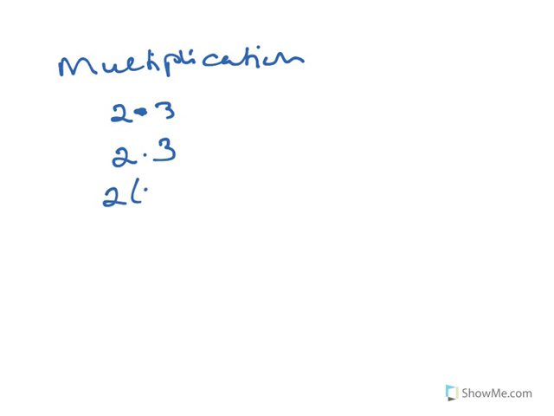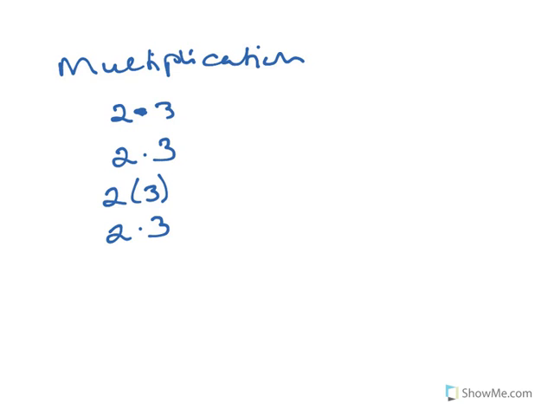Then we have multiplication. Sorry, this is not very neat, but I'm trying to get this done for you. Product, the product of 2 and 3. Product means multiplication. 2 multiplied by 3. Twice 3. Times, 2 times 3.